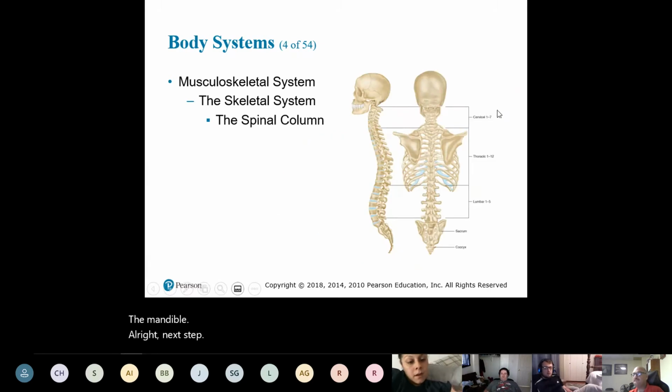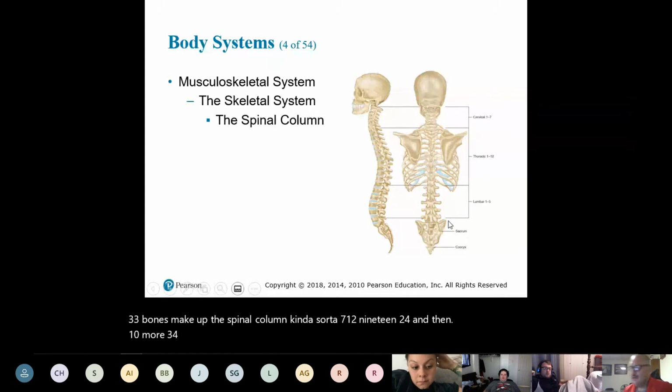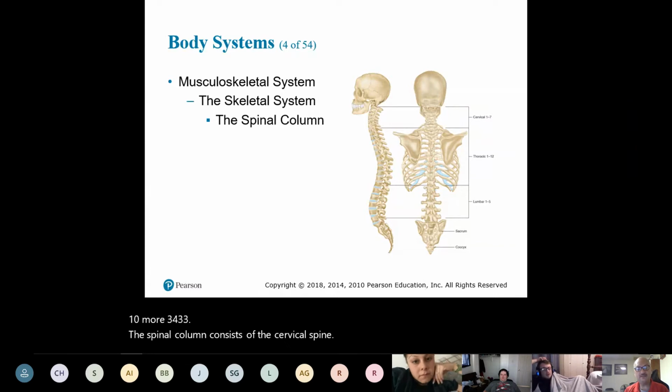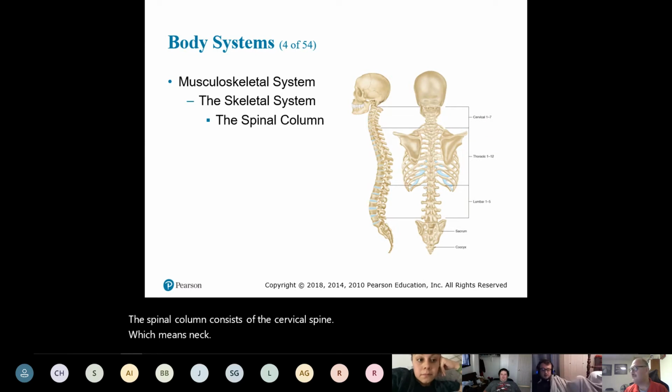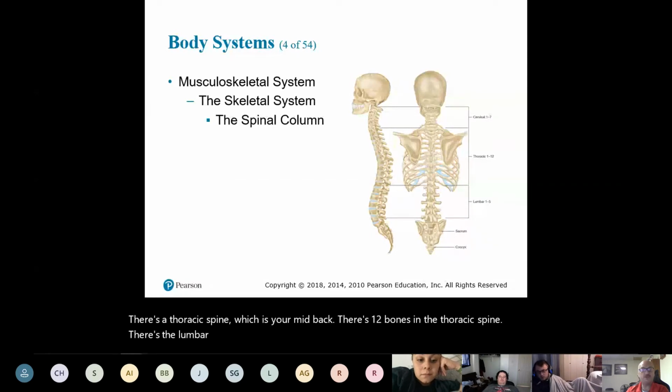So there's the spinal column. I believe it's 33 bones make up the spinal column, kind of, sort of. 7, 12, 19, 24, and then like 10 more, 34, 33. The spinal column consists of the cervical spine, which means neck. There's 7 bones. There's the thoracic spine, which is your mid-back. There's 12 bones in the thoracic spine. There's the lumbar spine, which is your low back.